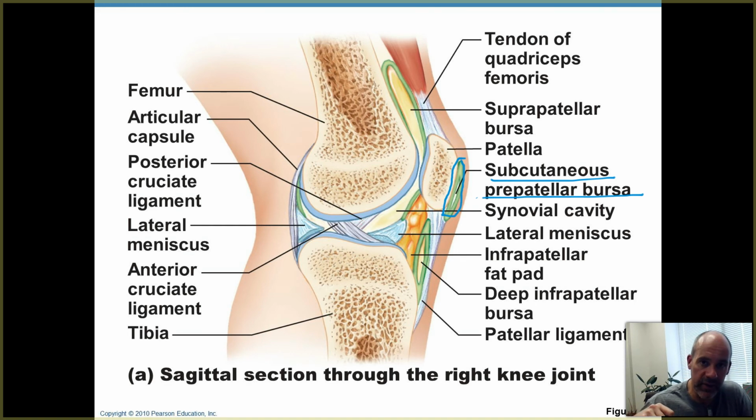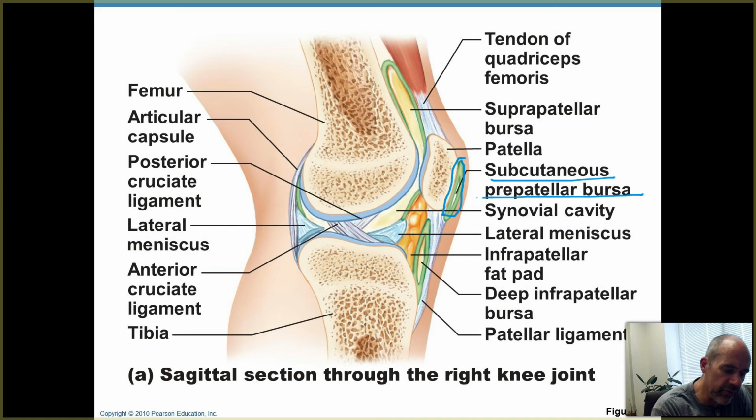So that is a bursa, which again is like a little flattened sac of fibrous tissue with a synovial membrane deeper inside that secretes synovial fluid. So that helps cushion the patella, provide some cushioning for it. It's not unusual for people to develop bursitis and have inflammation within that bursa.